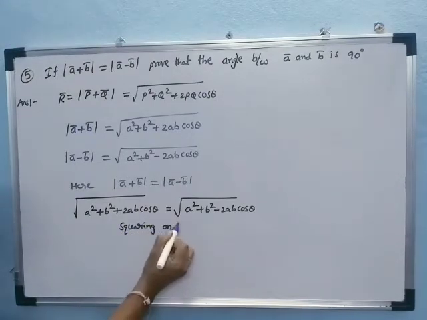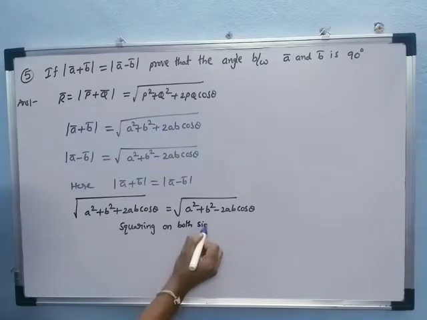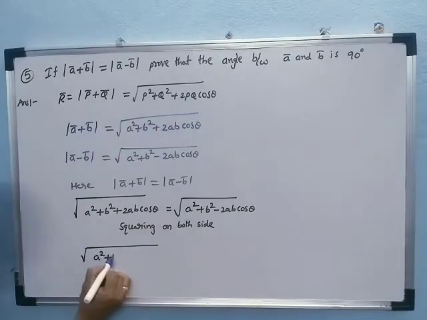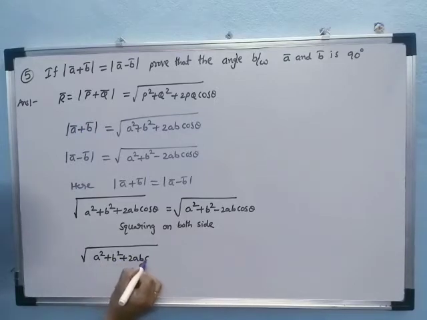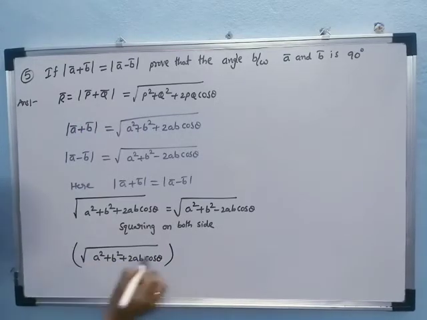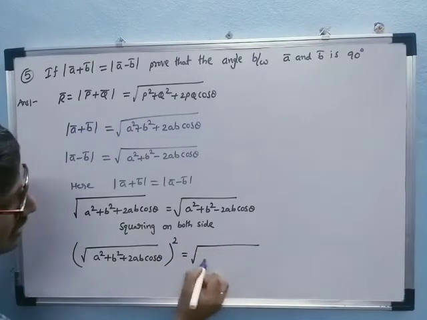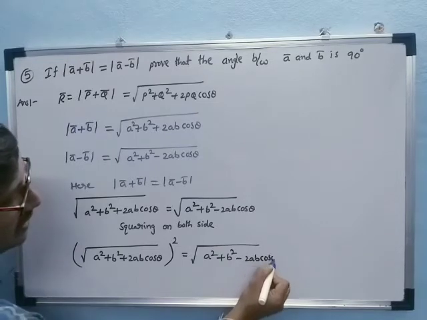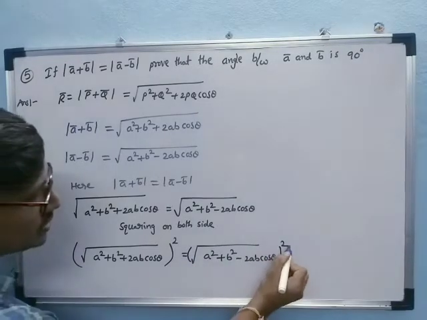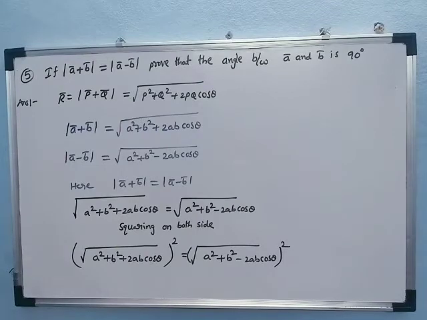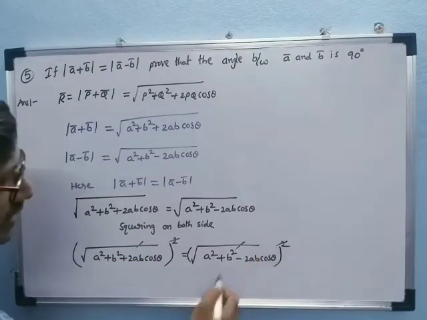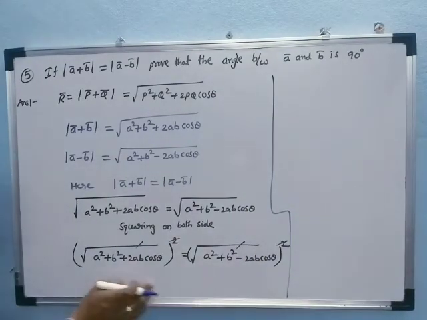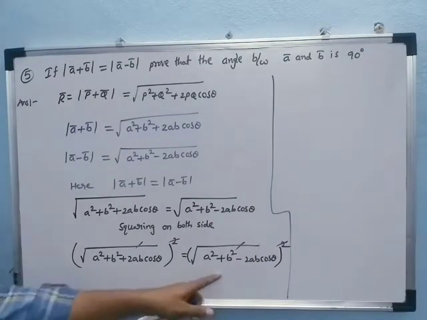Squaring on both sides, we get the square root of a square plus b square plus 2ab cos theta, whole squared, equal to the square root of a square plus b square minus 2ab cos theta, whole squared. The square and root get cancelled, and the right side values are taken to the left side.